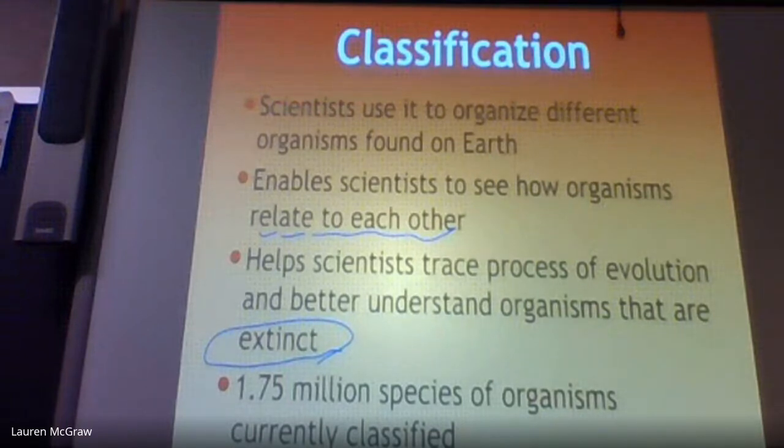Every dog is one of that 1.75 million. T-Rex, every T-Rex, is one of them. Every other dinosaur is one of them. Species. 1.75 million. That's a big number. And every day, new organisms are discovered.